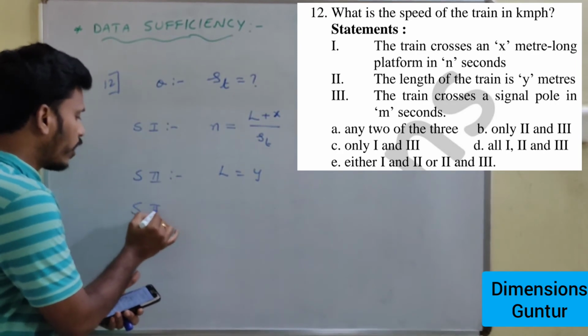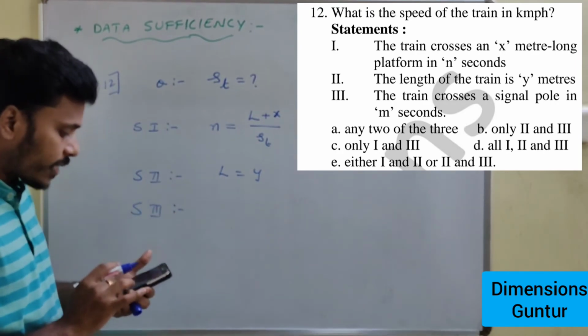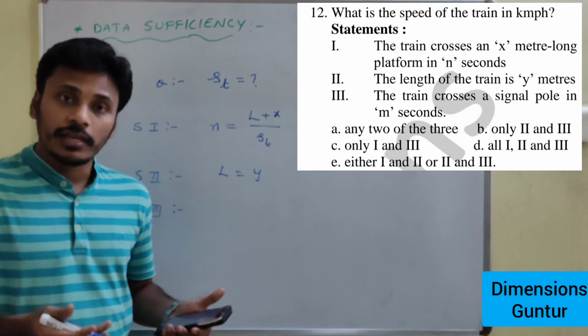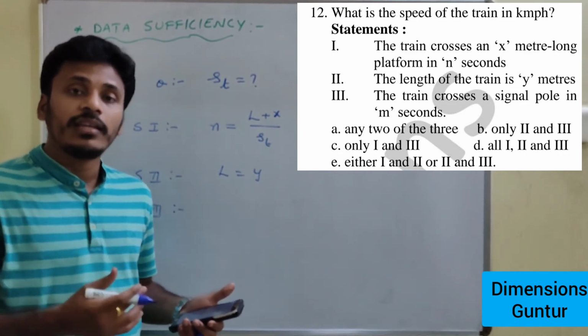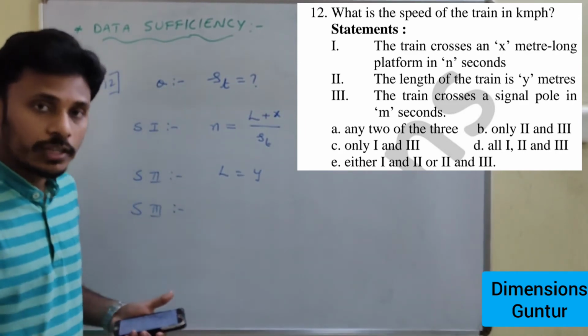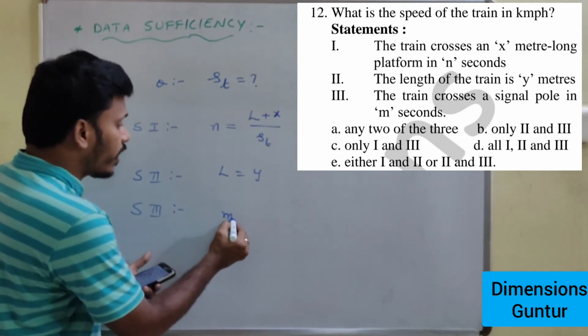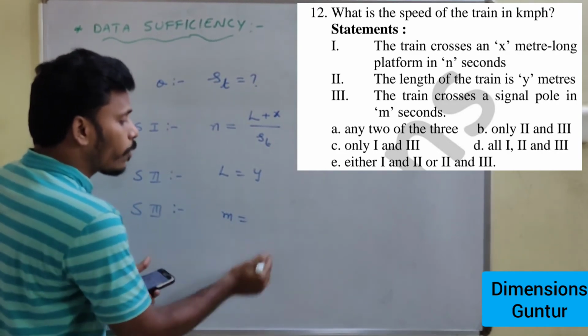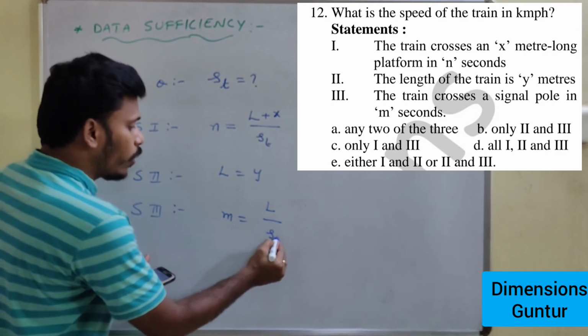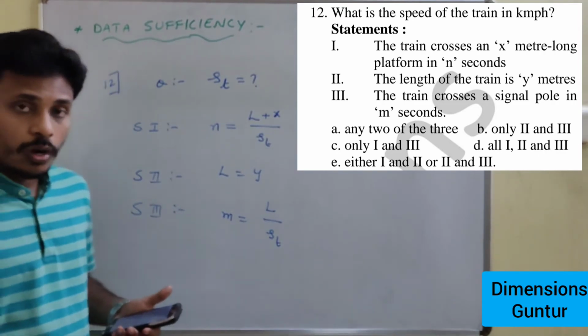Whereas coming to statement 3, the train, while crossing the signal pole, takes m seconds. See, while crossing a pole, a train covers a distance equal to the length of the train. And the time here is given as m seconds. The distance covered by the train is the length of the train, divided by the speed. At the end, what do we need?